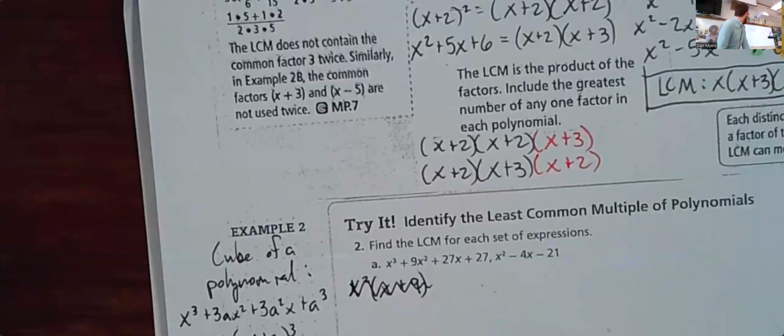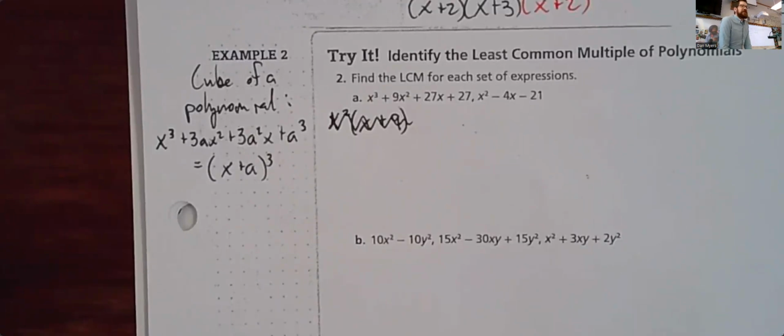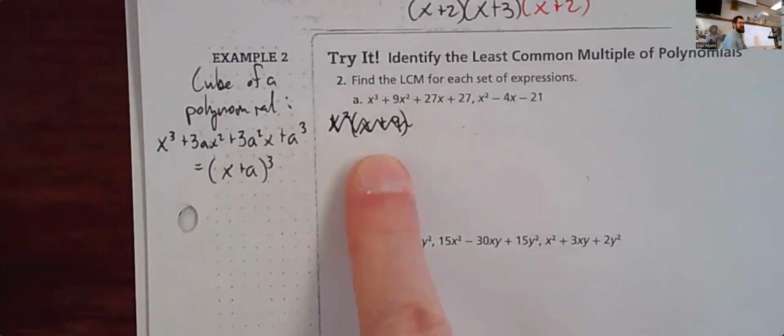All right, so with A, I apologize. A has something that I realized I don't think has been taught to you yet this year. And that is the cube of a polynomial. So if you started like I did to factor it by grouping, you probably figured out pretty quickly it doesn't factor by grouping.